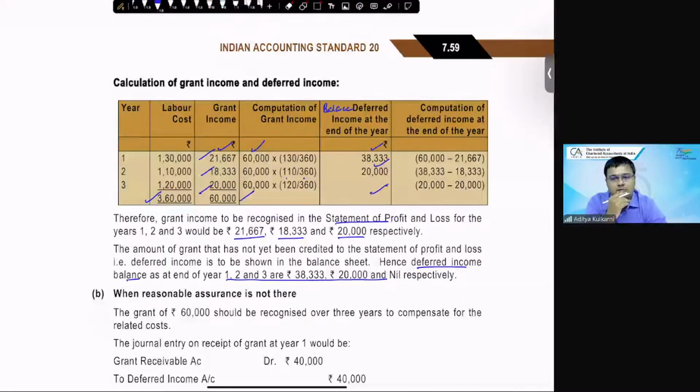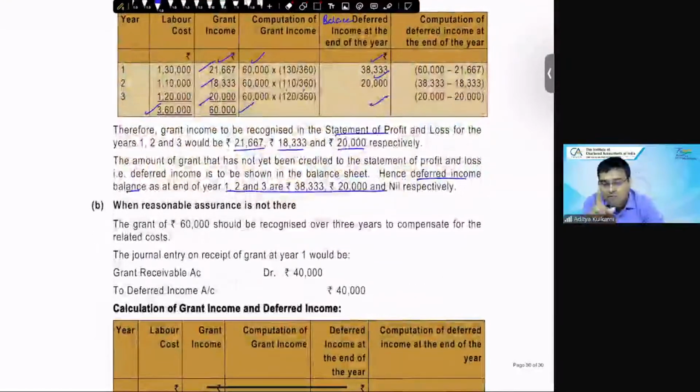Yes, sir. Okay. Second case, reasonable assurance is not there. You have received a grant in year 1 of 40,000 rupees. Just listen carefully, understand my argument. Then we will see the Institute solution. Now, in year 1 you got a grant of 40,000. Do you have reasonable assurance for year 2 and year 3?